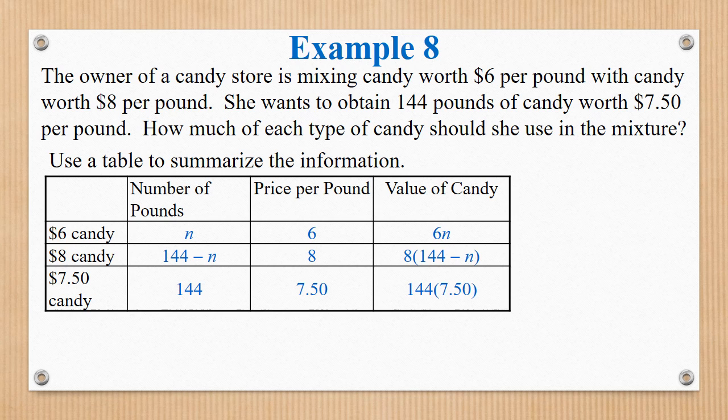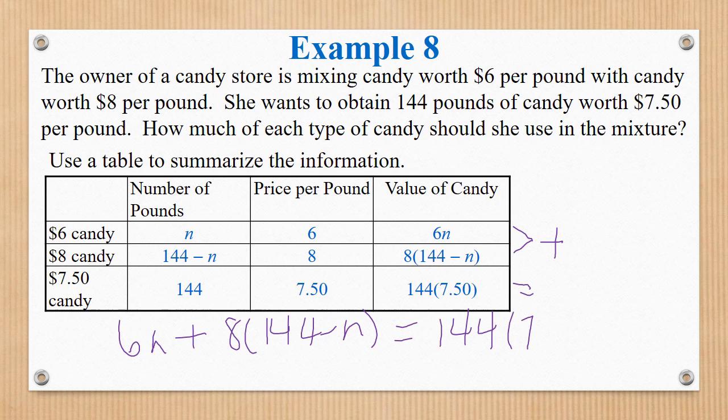I strongly encourage the table because from the table, now I can set these equal to each other. Because I know that these two things added together have to equal that guy, right? So I know that 6N plus 8 times 144 minus N has to equal 144 times 7.50. The hardest part is setting it up. But if you create a table, the table helps you set up your equation.